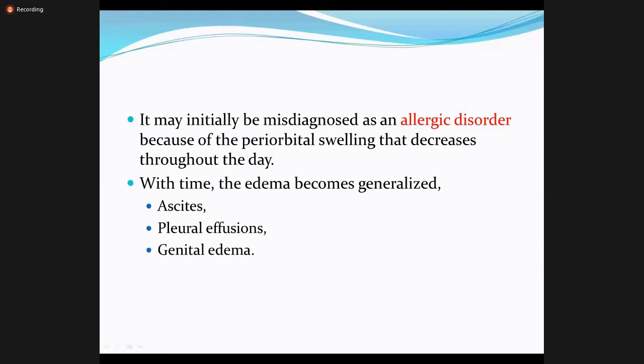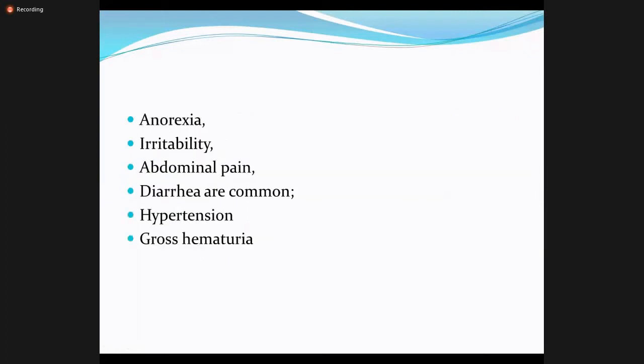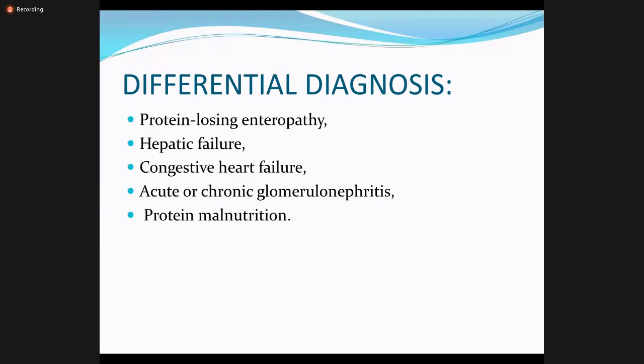In case of nephrotic syndrome, your differential diagnosis is the causes of generalized edema in children. The common causes of generalized edema in children are protein malnutrition, protein losing enteropathy, hepatic failure, congestive cardiac failure, and acute glomerulonephritis. AGN is one of the differential diagnoses of nephrotic syndrome. And one of the differential diagnoses in initial stages could be allergic reaction.